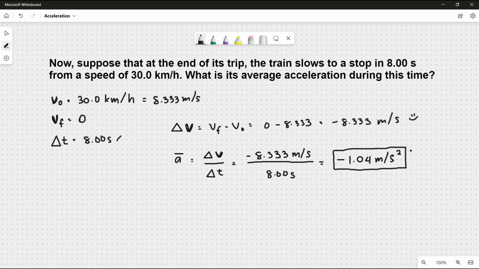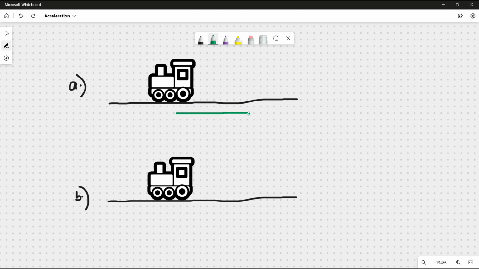This is reasonable because the train initially has a positive velocity in this problem, and a negative acceleration would reduce the velocity. Again, acceleration is in the same direction as the change in velocity, which is negative in this case. This acceleration can be called deceleration because it has a direction opposite to the velocity.